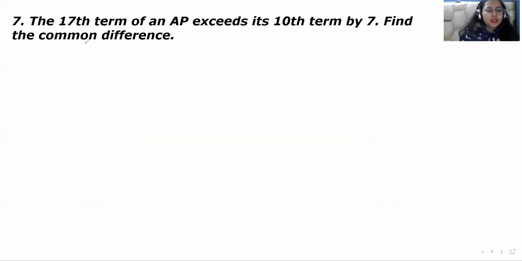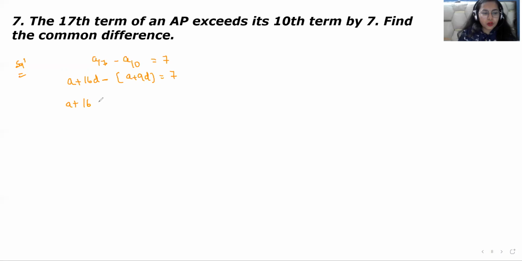Now, the 17th term of an AP exceeds its 10th term by 7. Find the common difference. So what we understand from this question is that the 17th term is greater, exceeds, is more than the 10th term by 7. So they are saying that A17 minus A10 is 7. How can we write A17? We know that A plus 16D minus, and how can we write A10? A plus 9D equals 7.